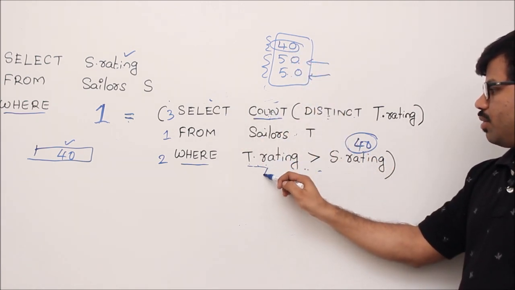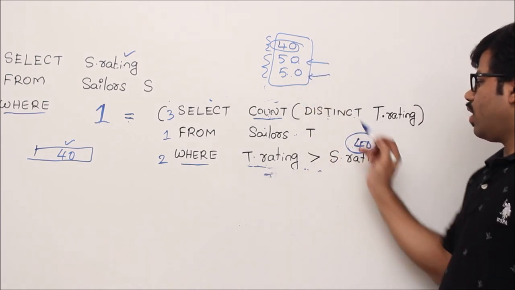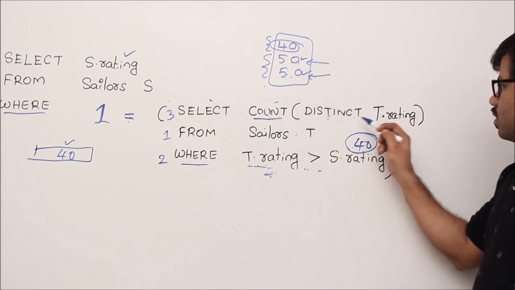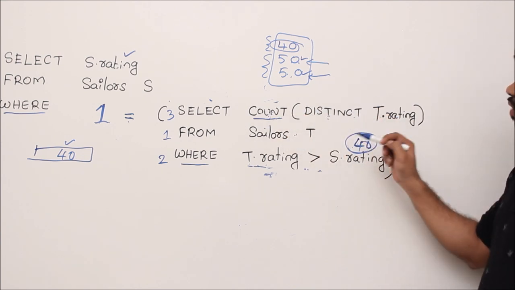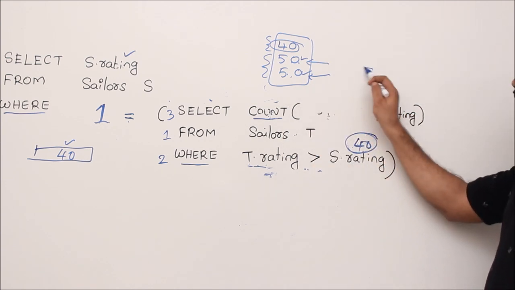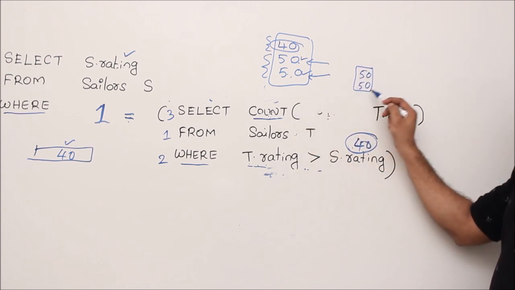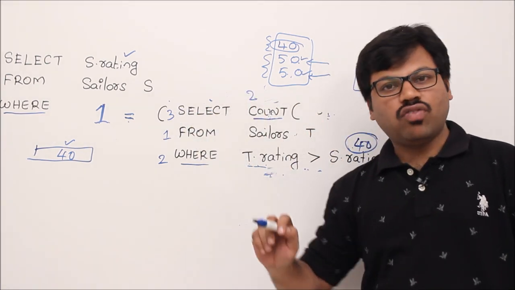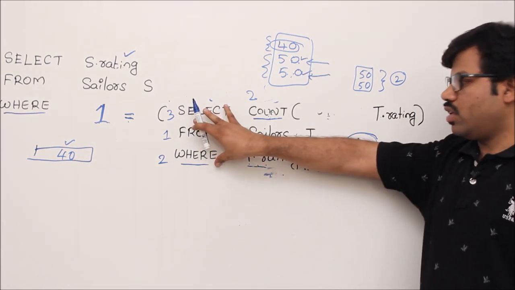Now what happens if this query is executed? First of all 40 will be substituted here. 40 greater than 40, no, false. Then 50 greater than 40, yes. 50 greater than 40, yes. Two times the condition will be true, then such ratings will be counted. If I don't write distinct here, how many T.ratings will satisfy this where condition? 2. What are they? 50, 50. If you count them, you will get 2. But 2 equal to 1 is false. But 40 is really the second highest, correct?